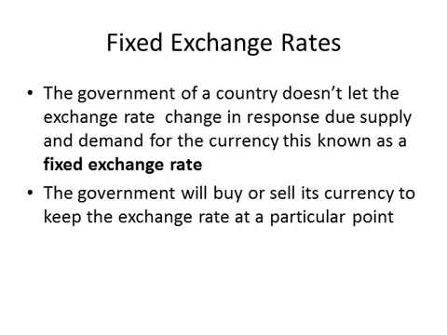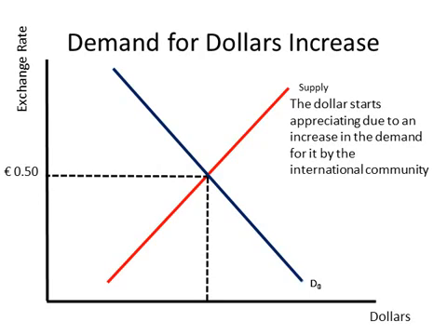The government of the country doesn't have to let the exchange rate change in response to supply and demand for the currency. This is known as a fixed exchange rate. A government will buy or sell its currency to keep the exchange rate at a particular point or near a particular point. Let's take a look at it.